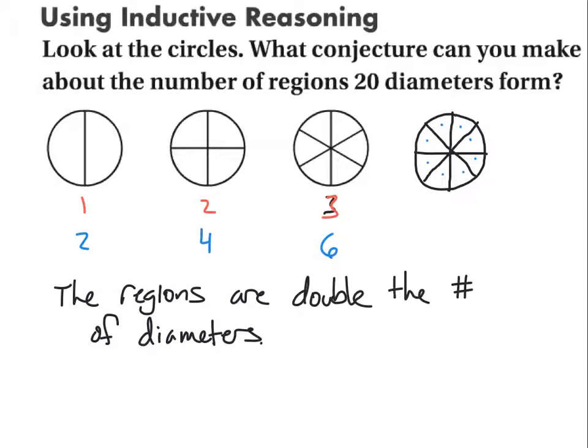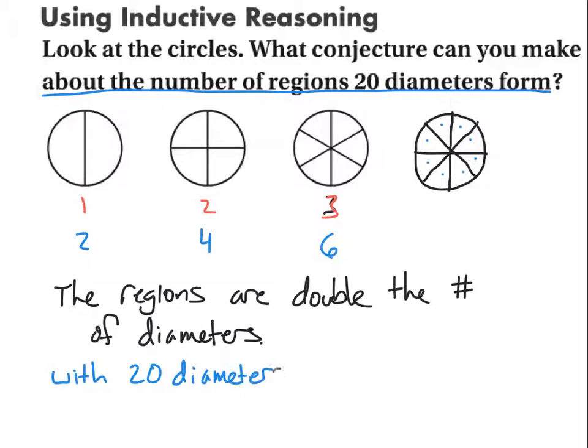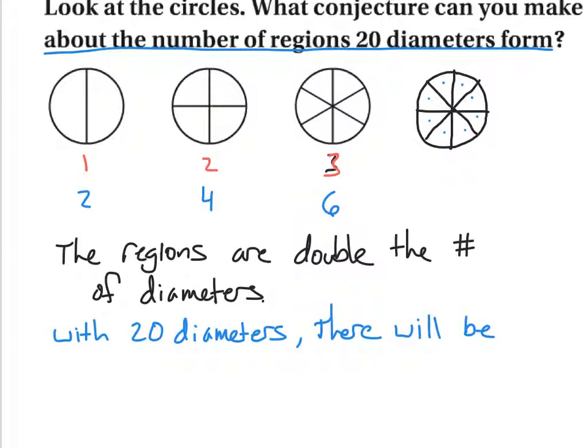So therefore, what do we know about the number of regions with 20 diameters? 40. There's going to be 40 regions. 20 times 2. So I will say with 20 diameters, there will be 40 regions.